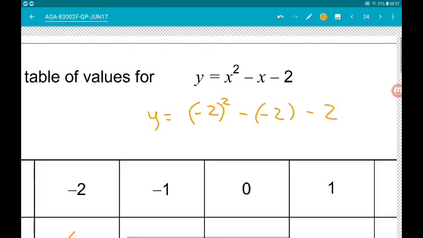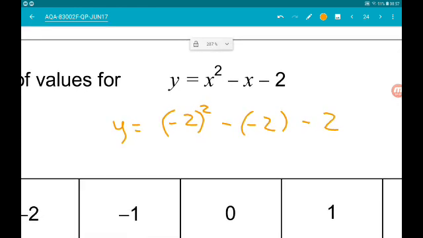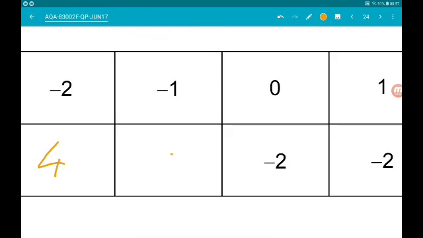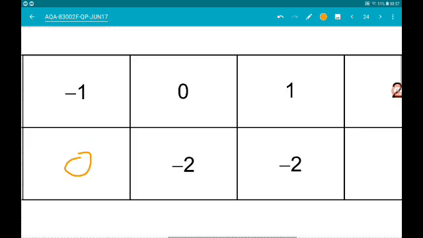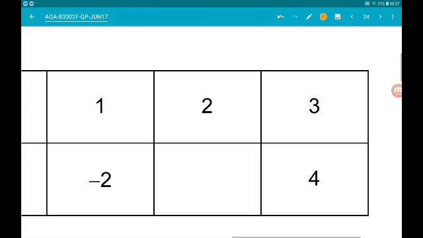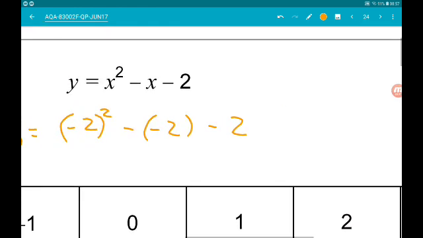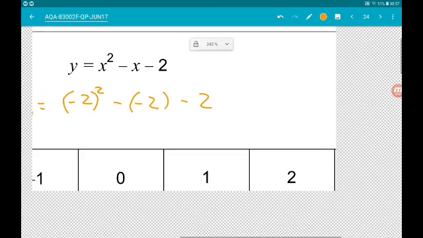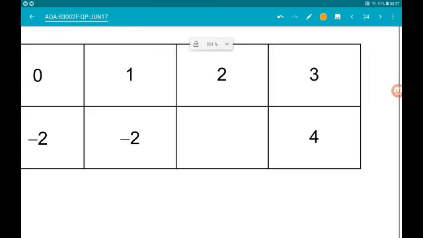Okay, then with a minus 1. Minus 1 squared is 1. Minus 1 is add 1, so that's 2. Minus 2 is 0. When x is 2, 2 squared is 4. Minus 2 gives us 0.